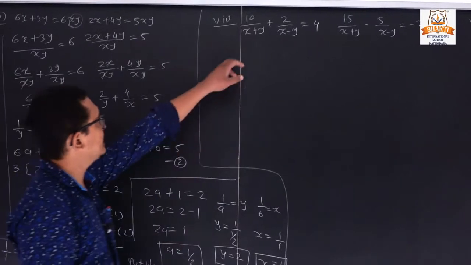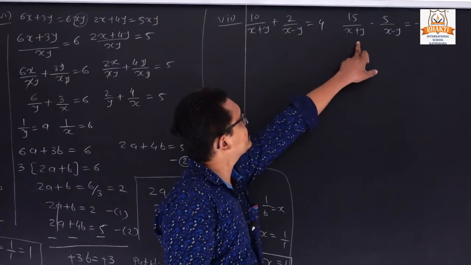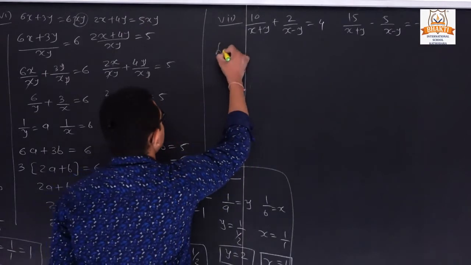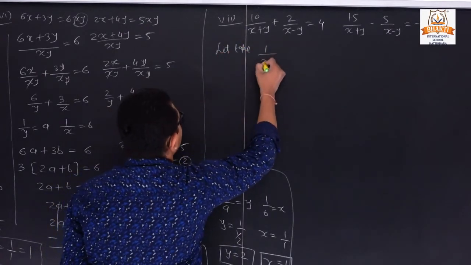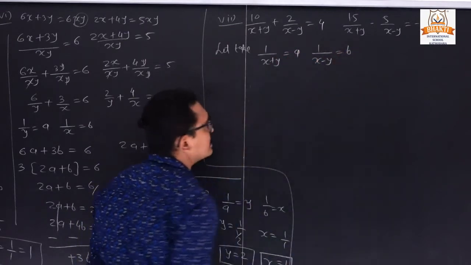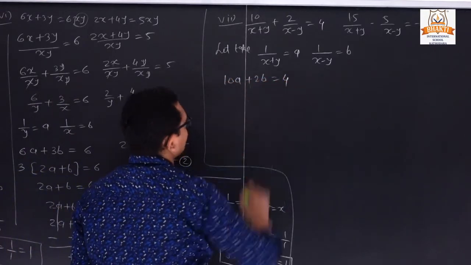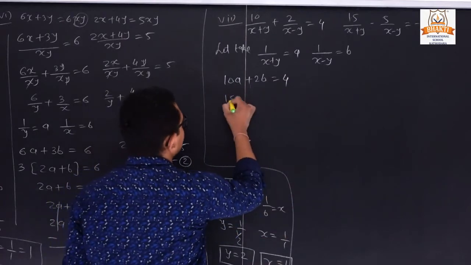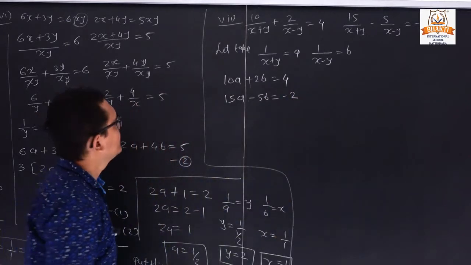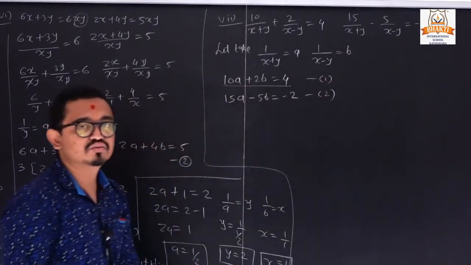Here we have two equations: 10 upon x plus y plus 2 upon x minus y is equal to 4, and 15 upon x plus y minus 5 upon x minus y is equal to minus 2. So here we can assume like that. Let 1 upon x plus y be equal to a, and 1 upon x minus y be equal to b. So 10a plus 2b is equal to 4, and the second equation is 15a minus 5b is equal to minus 2.